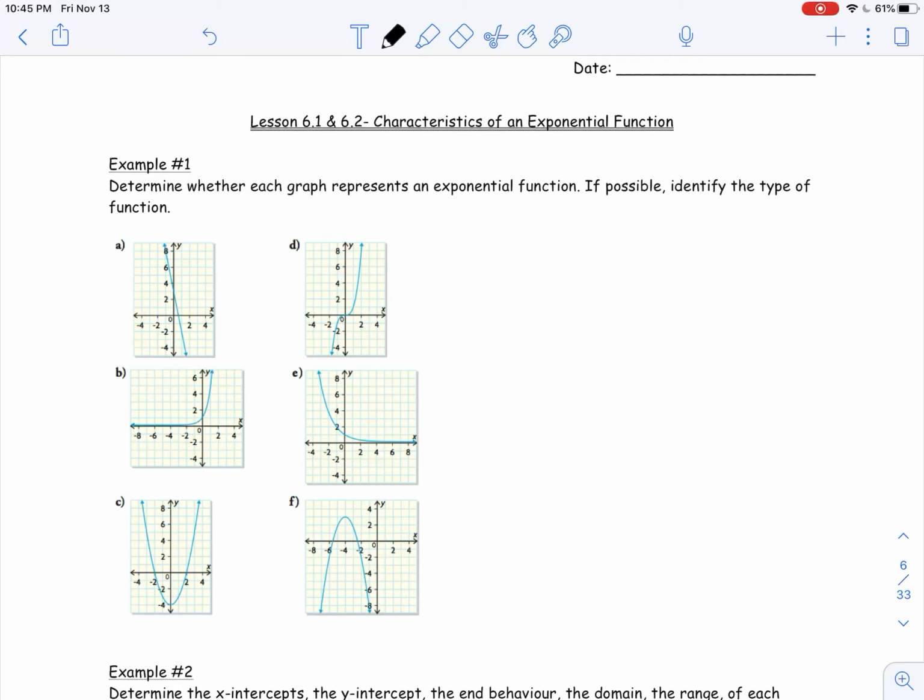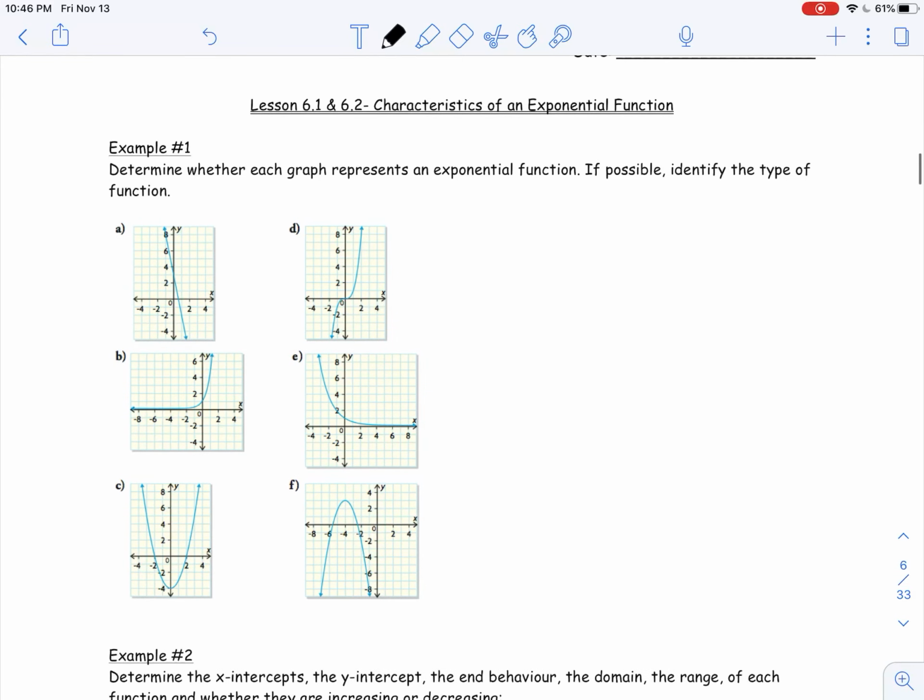Hey guys, we're going to be looking at lesson 6.1 and 6.2 today. So that's the characteristics of an exponential function. We're going to figure out what an exponential really is. We're going to go to our definitions, fill them out. So just make sure that you're on lesson 6.1 and 6.2 in your yellow booklets that you got today.